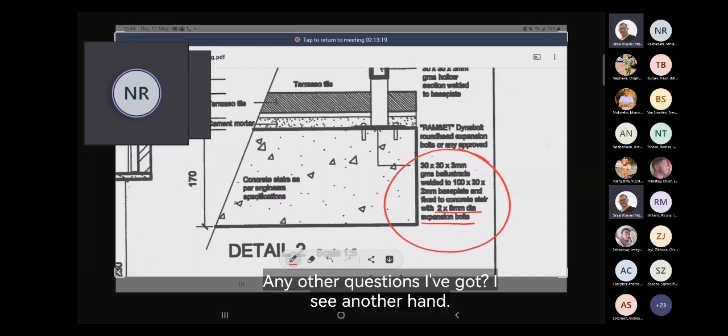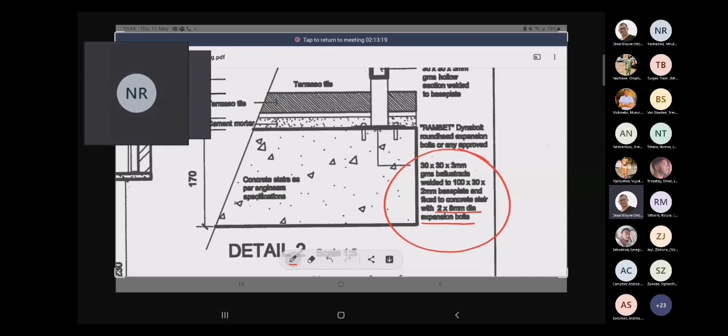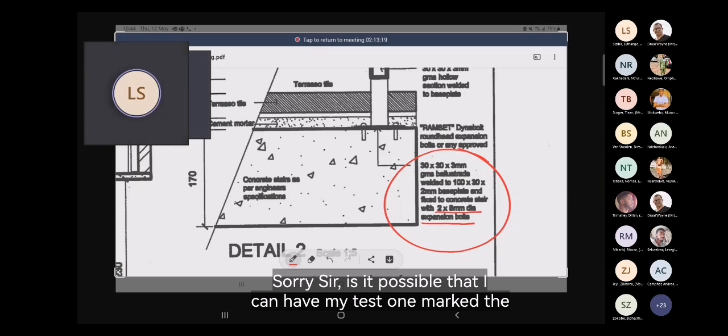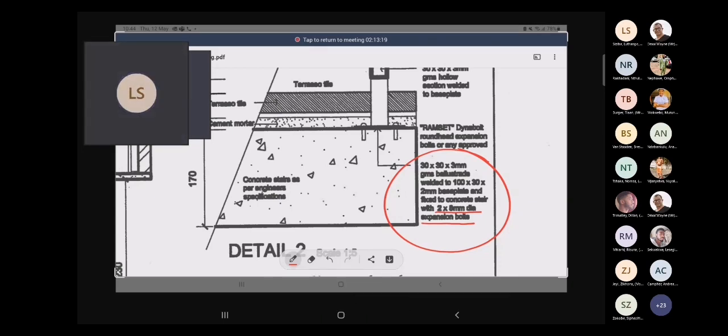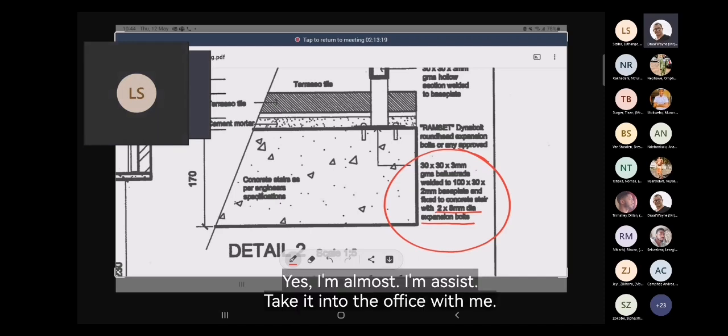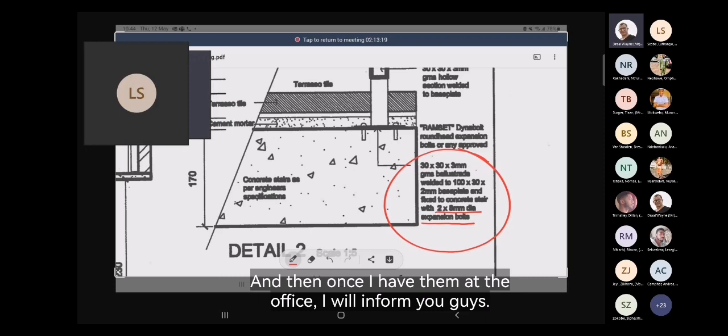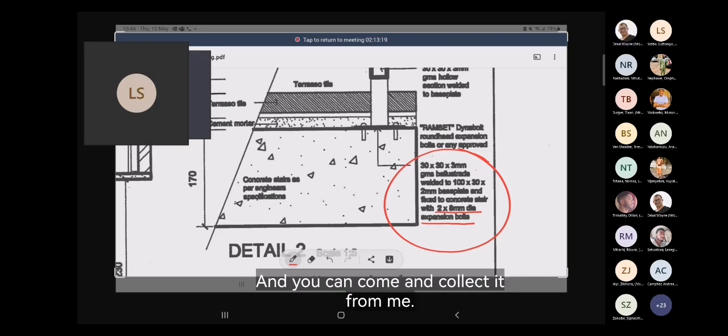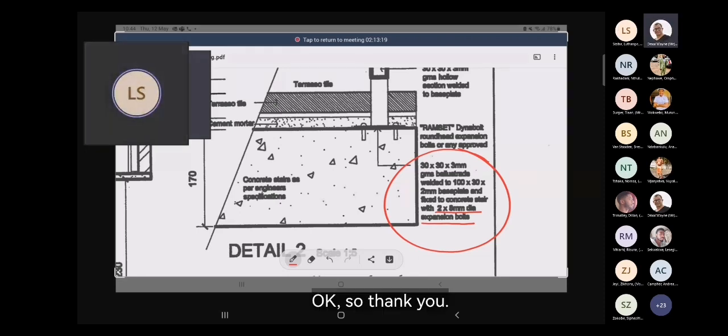Any other questions? I see another hand. Mr. Siziba. Sorry, sir. Is it possible that I can have my test one marked script? Yes, I must just take it into the office with me. And then once I have them at the office, I will inform you guys and you can come and collect it from me. Okay, sir. Thank you. Not a problem.